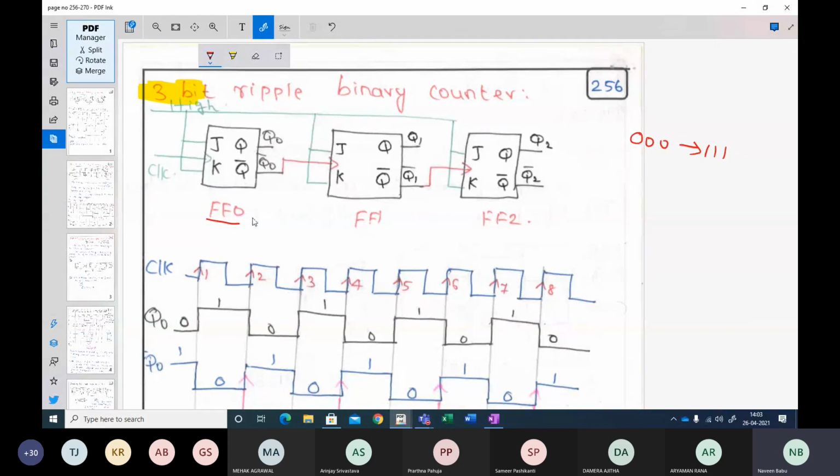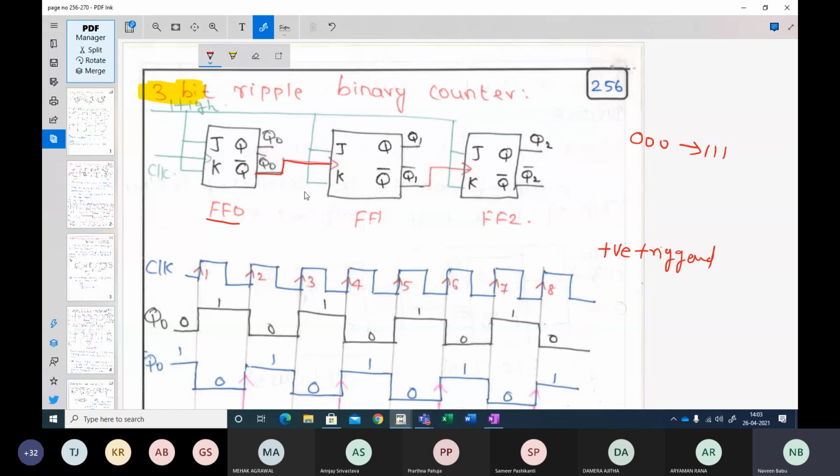You must note here that we are using the complement output, Q bar, of each flip-flop. Only if you operate on the complement output of each flip-flop does it correspond to the rising edge of the clock. So you will have positive triggered flip-flops. These are called positive triggered flip-flops.